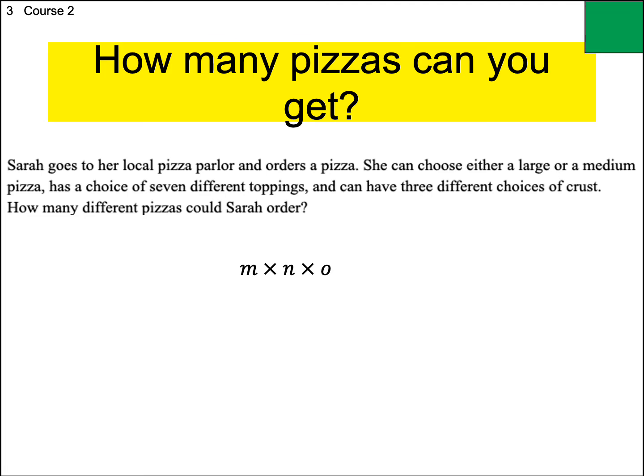So there's 2 different sizes. There's 7 different types of toppings, and there's 3 different types of crust. So once again, it's the counting principle: 2 times 7 times 3. 2 times 7 is 14. And 14 times 3 is 42. So this particular place can make 42 different pizzas.